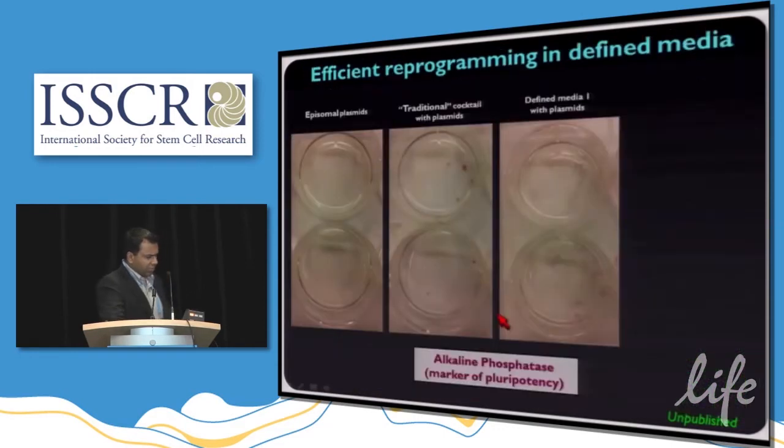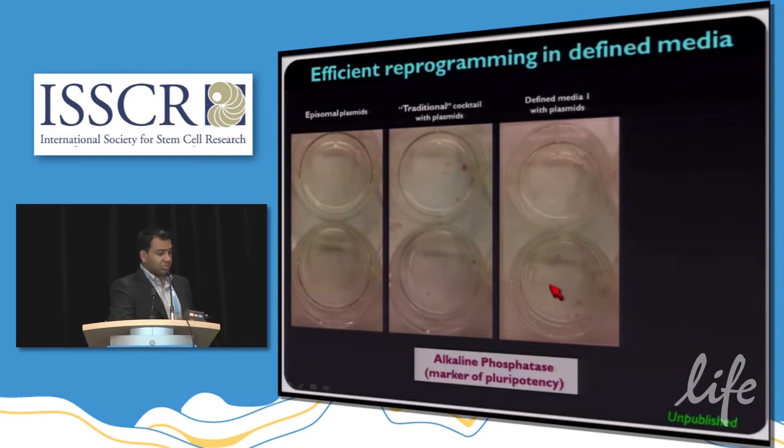And showing an example of this on a little bit of a larger scale. So we had one fibroblast line that was really difficult to reprogram with the episomal plasmid method, just using episomal plasmids, and alkaline phosphatase is shown here as a marker of pluripotency. And when we used our traditional protocol using the plasmid and cocktails, we were able to get a few colonies, about 6 or 7 colonies per input of 400,000 cells. When we use this defined media with plasmids, the first type of defined media that we tried, we got some colonies, but the expression of alkaline phosphatase was low.